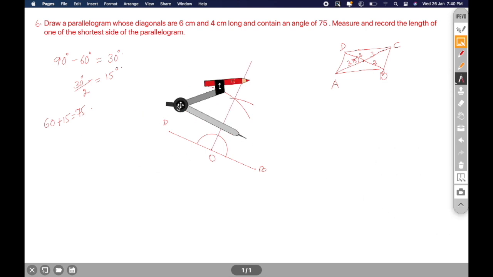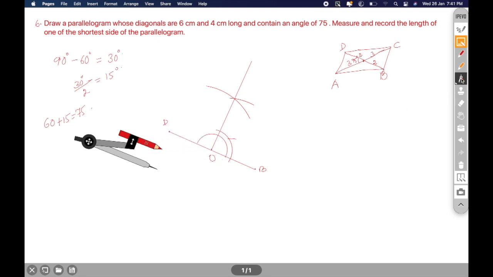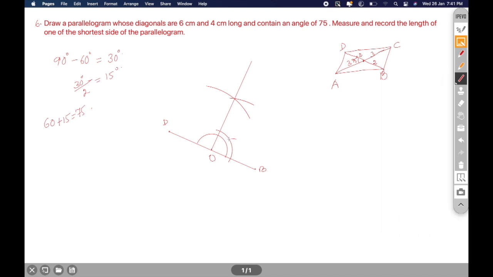Now from this 90 degree angle, we have to keep aside 60 degree. So with O as center again and any small radius, we will construct the 60 degree angle. With this point as the center, we will intersect this point. So here if we join using a ruler O with the point of intersection of the two arcs, we are getting 60 degree on this side.